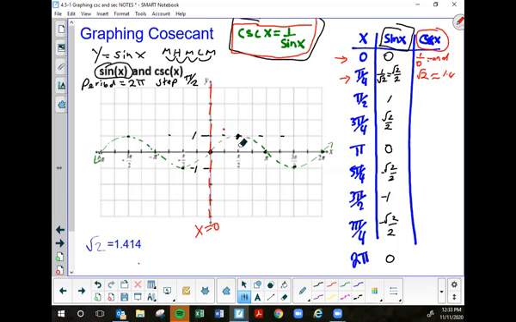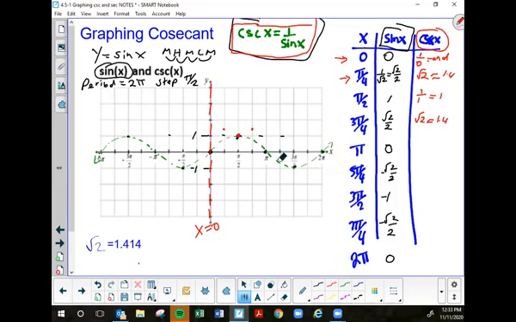Then for the angle pi over 2, my next grid line on my graph, the sine is 1, so the cosecant is 1 over 1, which is 1. So the two graphs are going to intersect on that high point there. At 3 pi over 4, it's going to be the reciprocal of this. It's going to be the same as that. It's going to be the square root of 2, which we know is about 1.4. So graph that one.